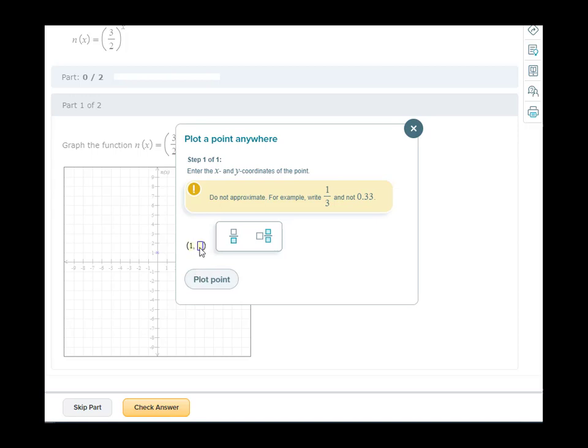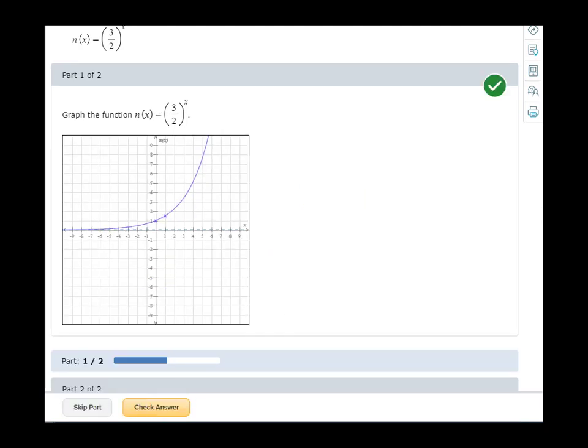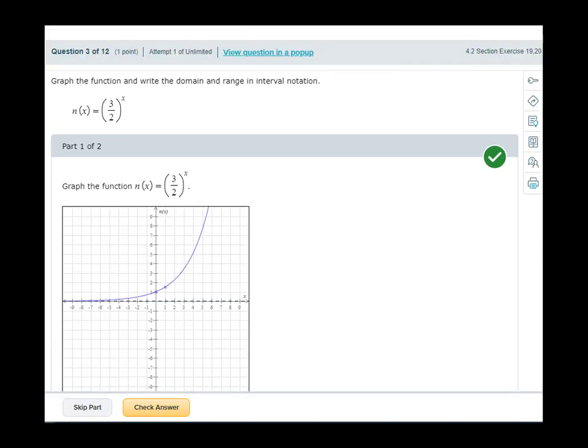And let's see if I plot 1. 3 halves to the 1 is, I need a fraction, 3 halves. Plot the point. Let's see if it did it. Yeah, it's kind of tiny. Hopefully you can see it. So again, get my tool here. Place the asymptote. Yes. First point is, oh, I don't like that. I think I went too low. Did I? No, it looks okay. Here's my first point. Second point. That looks good. Let's see if it likes it. And it does.